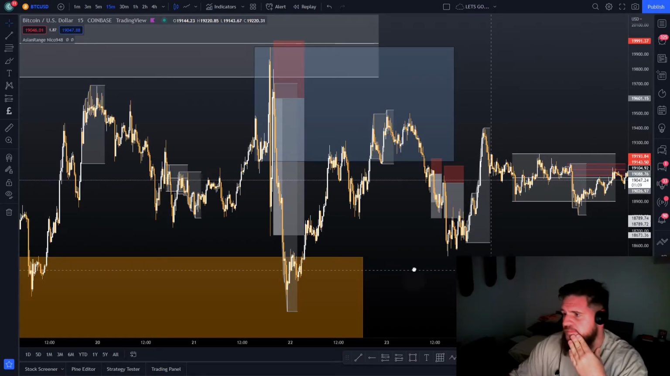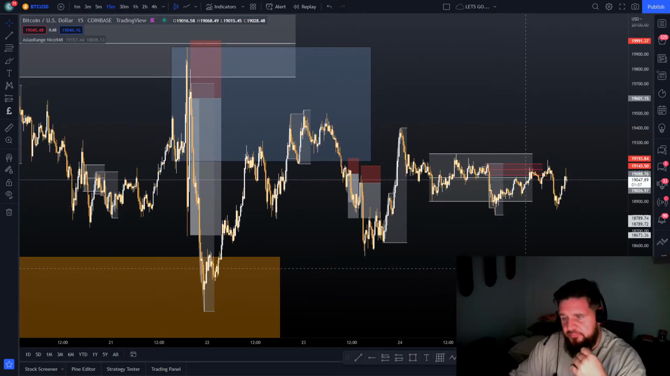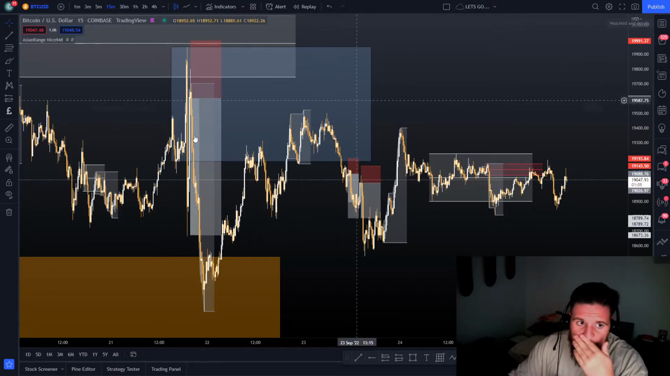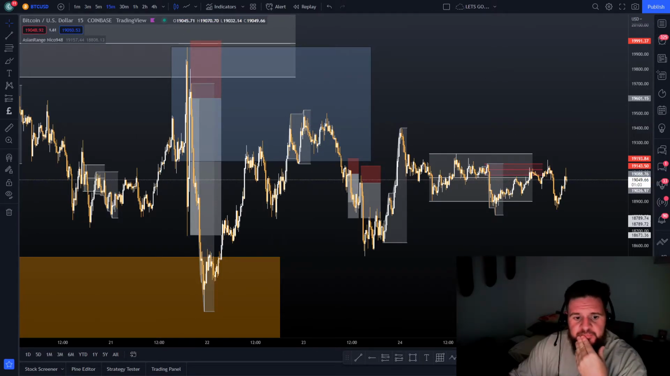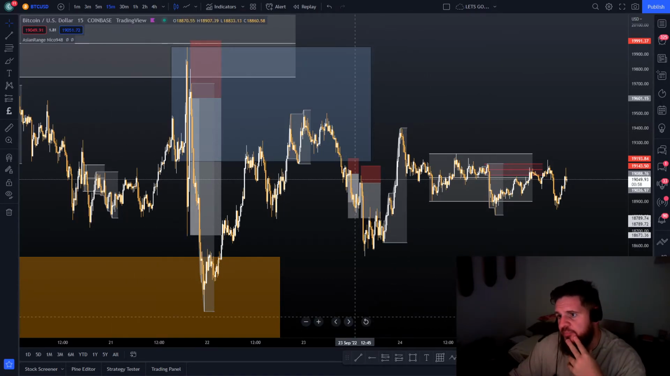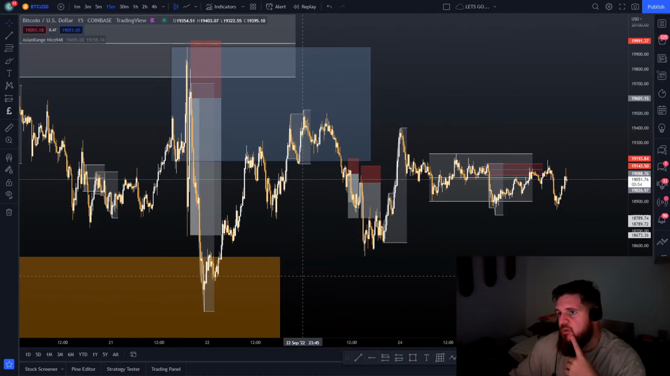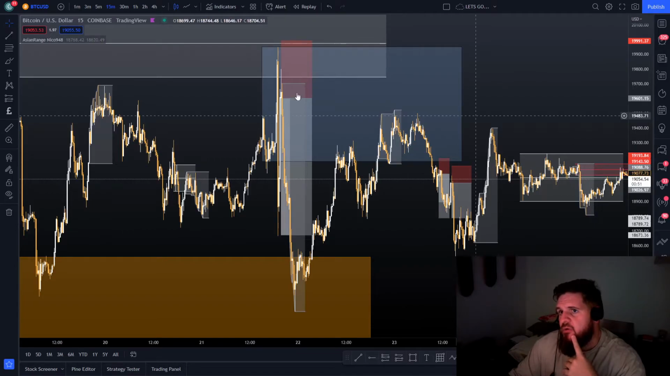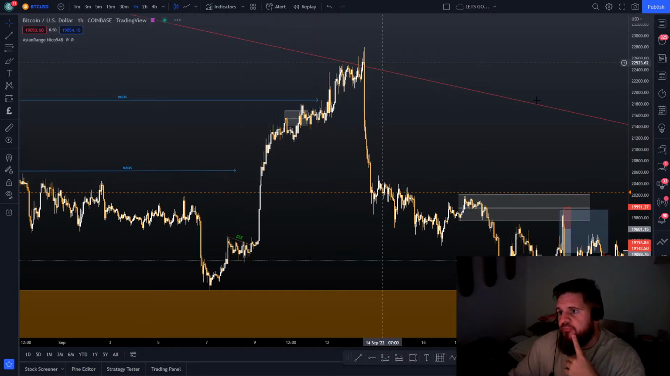I've got a quick question about breaks of structure, sort of changes of character. For example, if you're looking for short positions, which obviously the market's full of at the moment, with these breaks of structure, can they be in any direction, or does it have to be in the direction of the sells, where the price goes down?